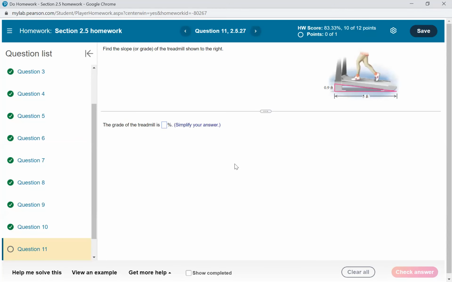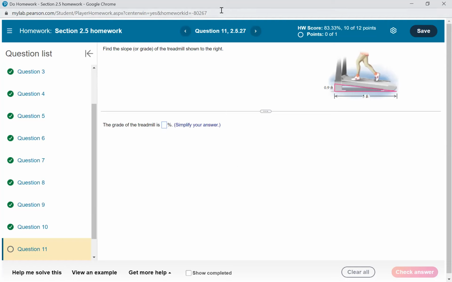So y'all look at this little picture they're giving me. Now, they're not giving me points on this. They're just telling me at this one end, this goes up 0.9 feet. Then they're saying the run or the horizontal part is about 5 feet. So starting with 0.9 for the rise, 5 feet for the run. Now notice, they want the grade listed as a percent.